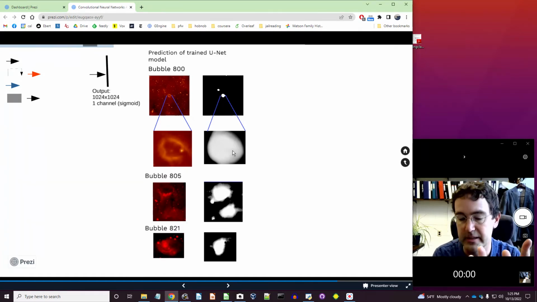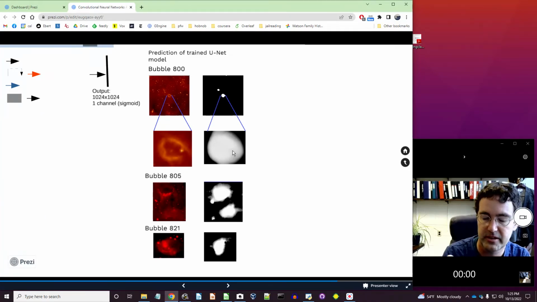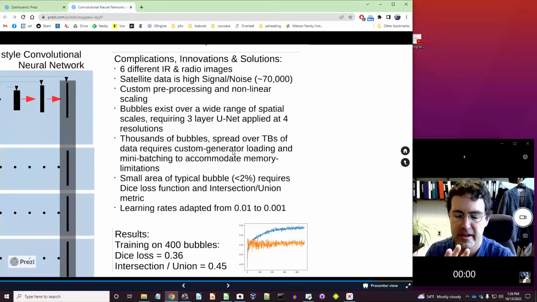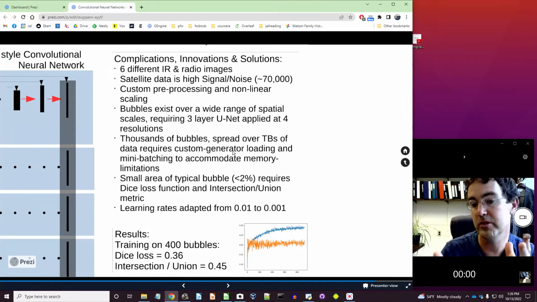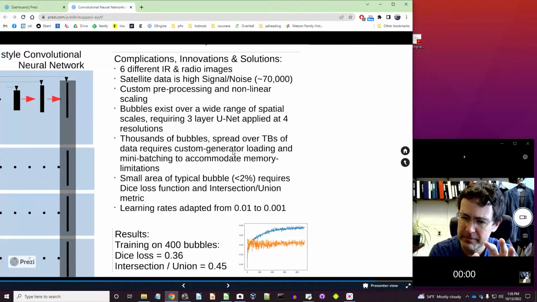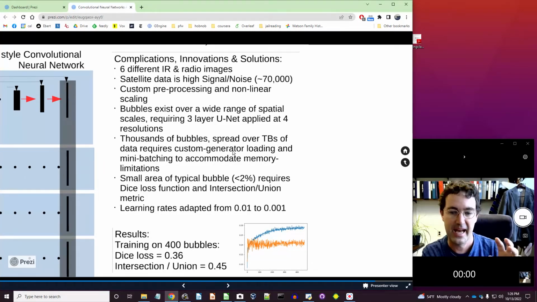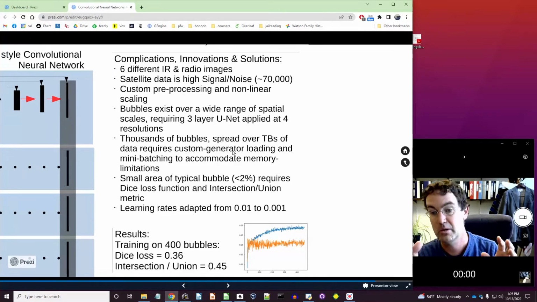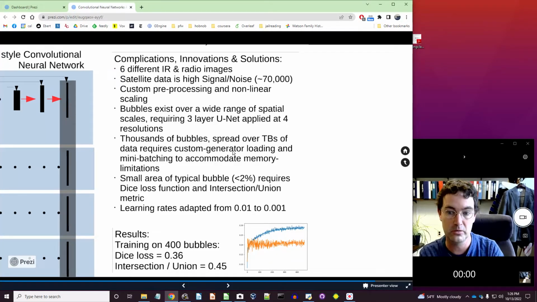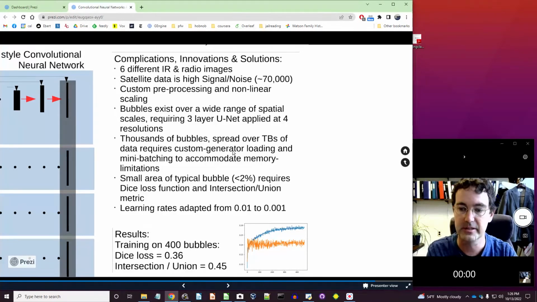However, that's of course all on trained data. So I'm showing you results of applying a good model to data it was trained on. To get that result, I had to develop or adapt several things that were unique to astronomy. And what I want to emphasize here is that I did not just take something off the shelf and apply it and it worked. This required deeply understanding how the UNet-style convolutional neural network works and designing my own pieces to it so that it would work more effectively for astronomy.